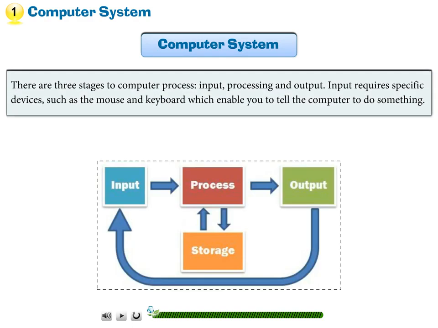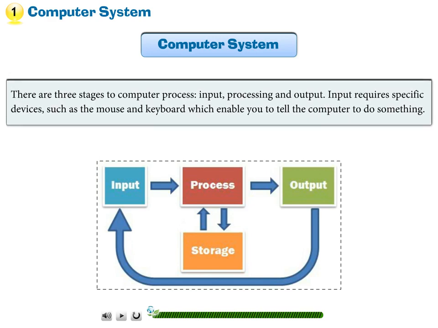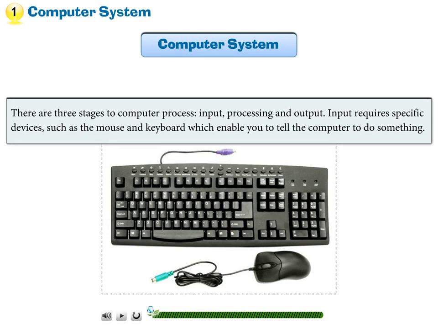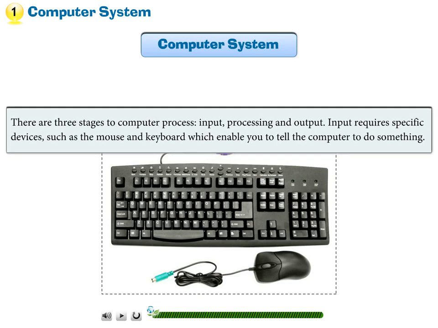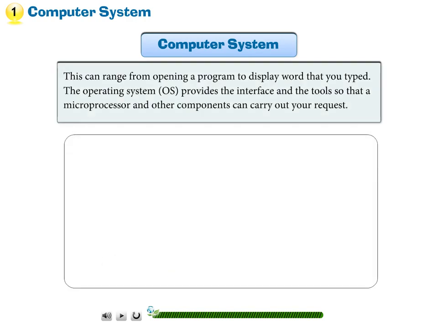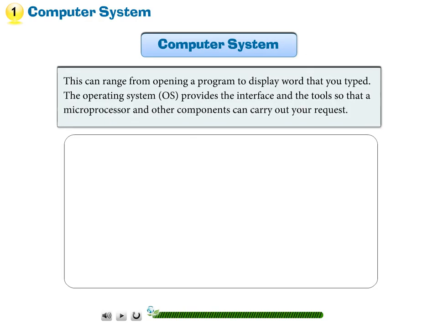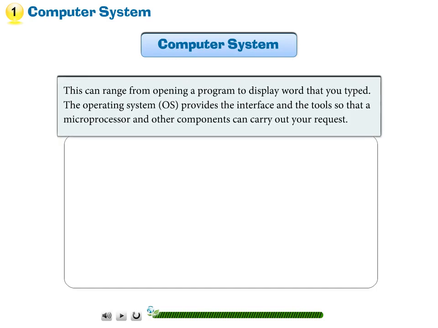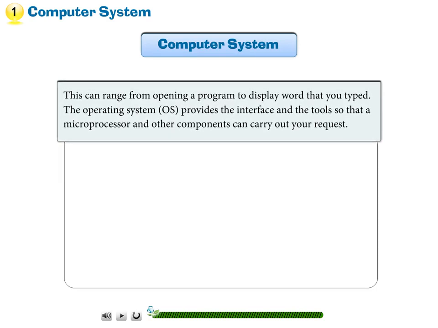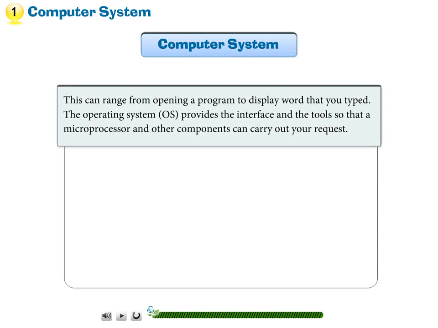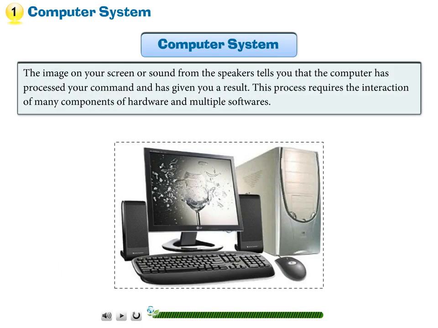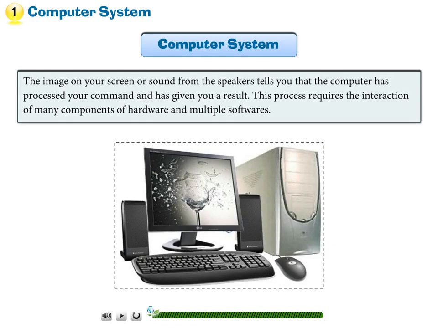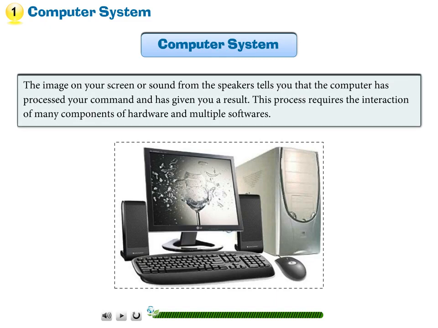There are three stages to the computer process: input, processing, and output. Input requires specific devices such as the mouse and keyboard, which enable you to tell the computer to do something. This can range from opening a program to displaying words that you typed. The operating system, OS, provides the interface and the tools so that a microprocessor and other components can carry out your request. The image on your screen or sound from the speakers tells you that the computer has processed your command and has given you a result.